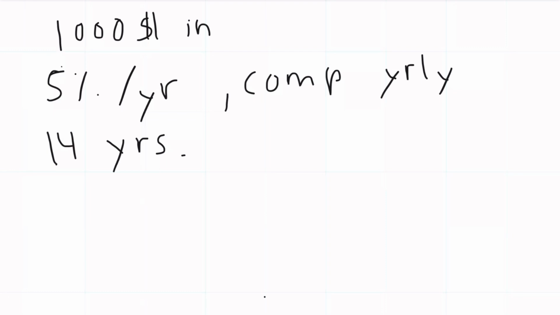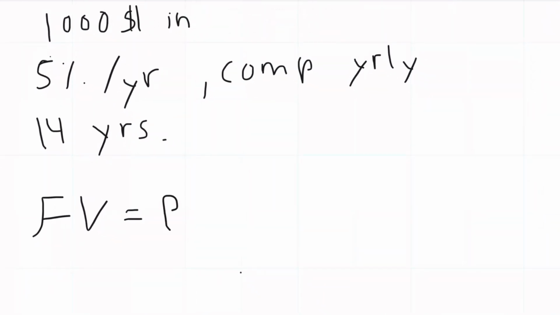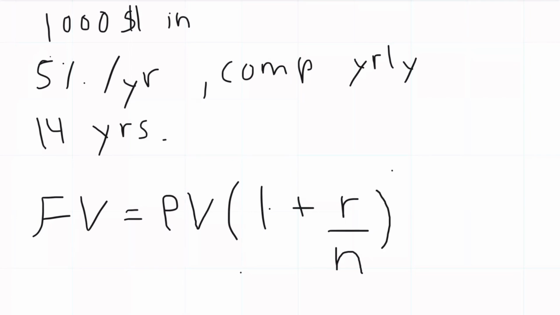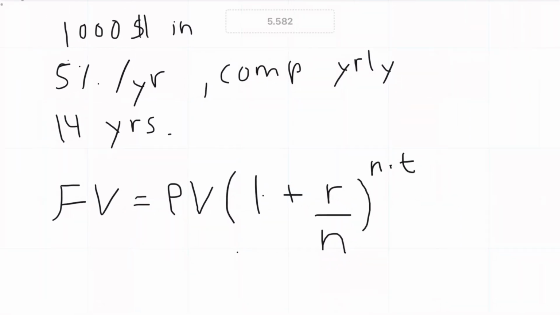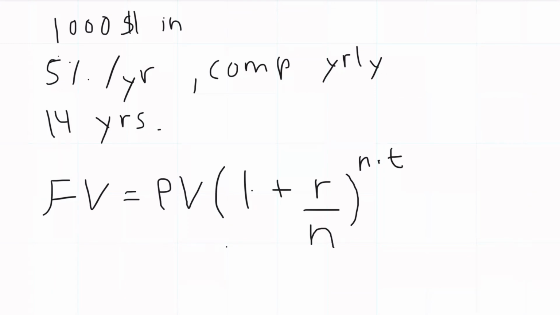Now let's show the formula here. We've got future value, which is how much this is worth in 14 years in this case. Then we've got our present value, which is how much money we're putting in, so we're putting in the $1,000. Then 1 plus the interest rate, which we use r for, divided by n, the compounding periods. In this case it's compounded yearly, so that's once a year. And then to the power of n times t. And t is just the number of years, so don't forget that.